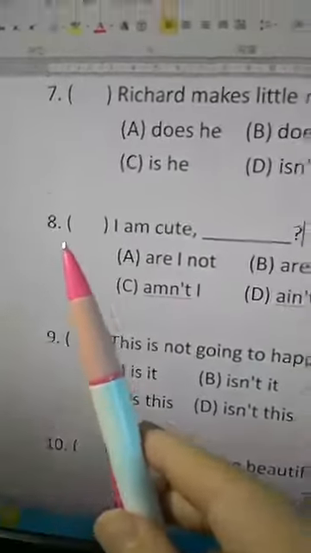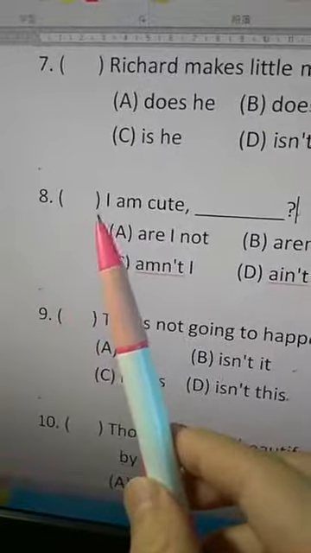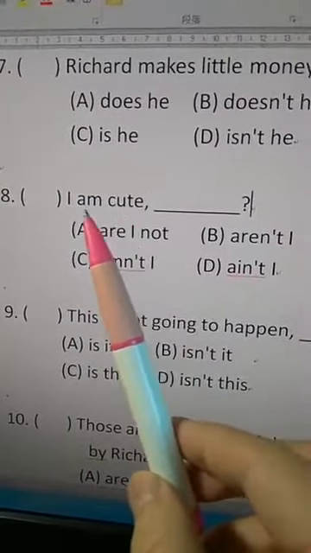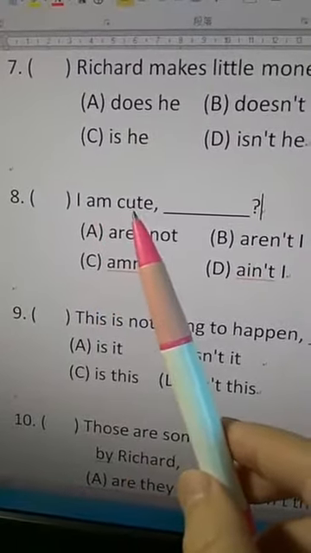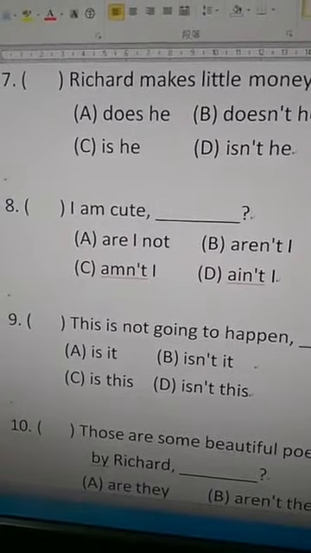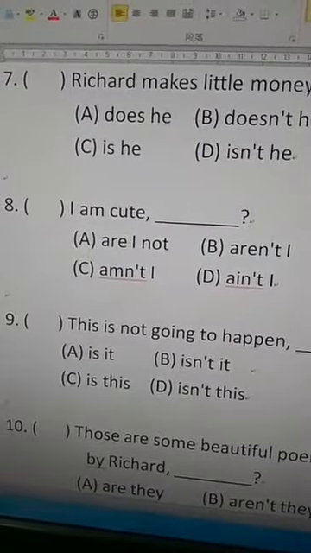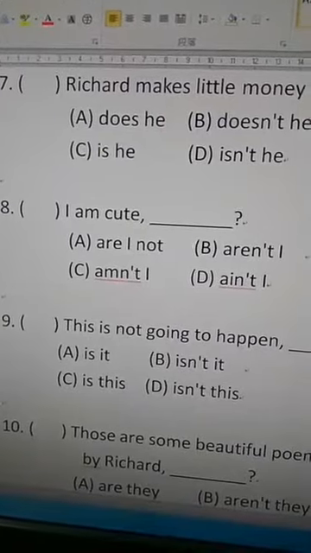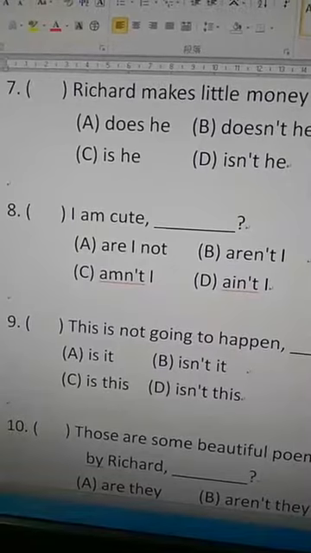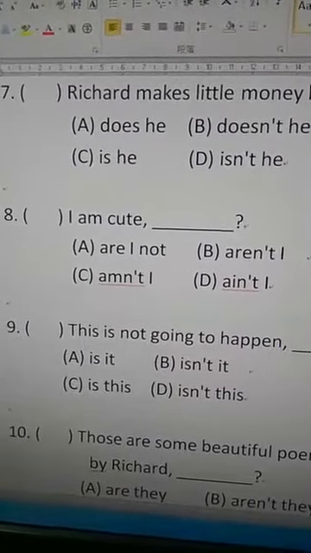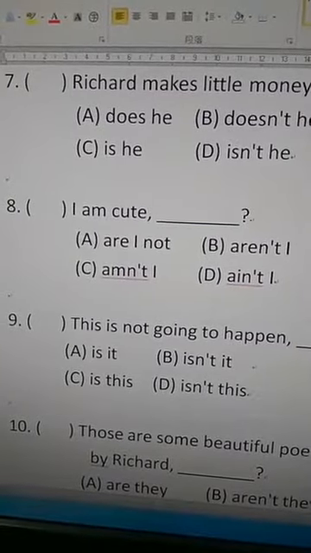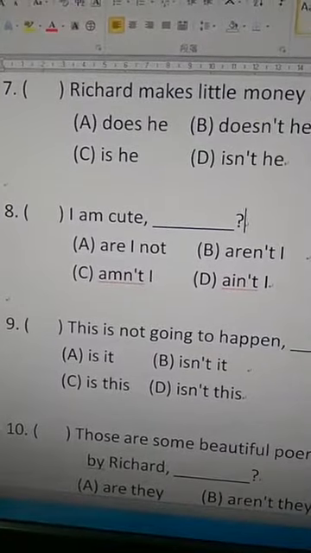So that's number 7. Number 8, let me read the sentence for you. Richard is cute. I am cute. What is the tag question in this blank? Please type A, B, C, or D in the comment, please. And this is also a very important sentence pattern in tag questions, okay? Think about it first, okay? I am cute. Am I not? Aren't I?